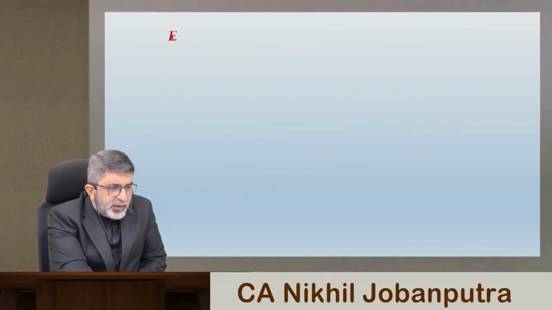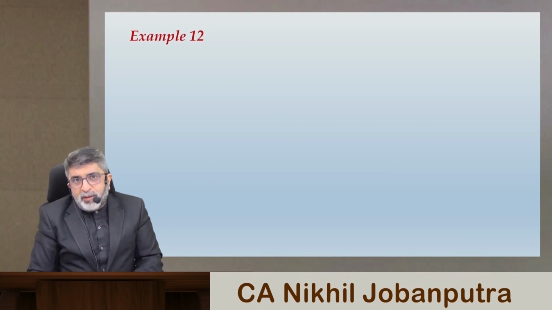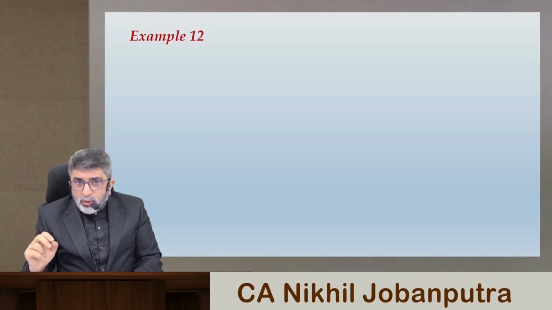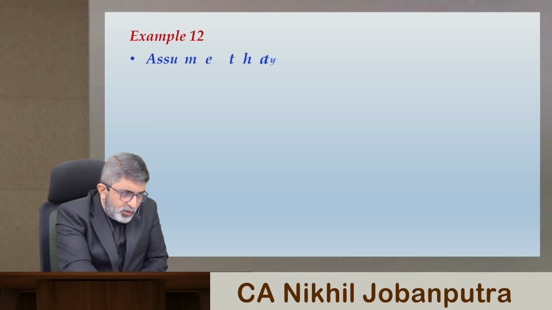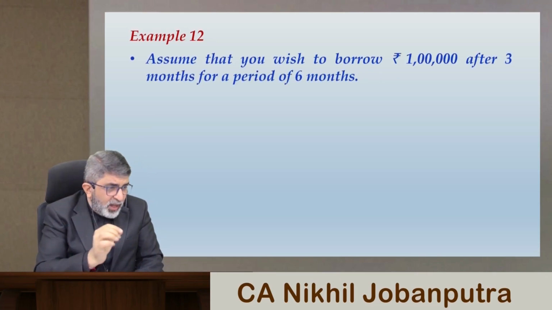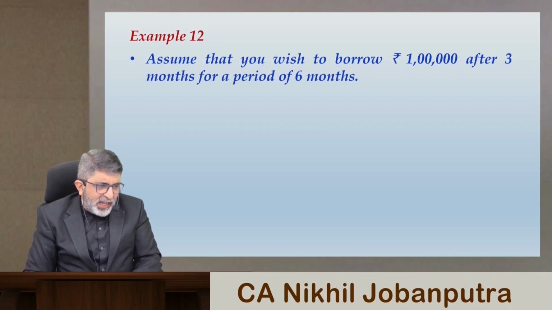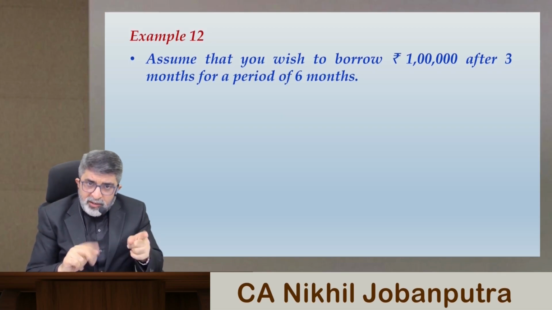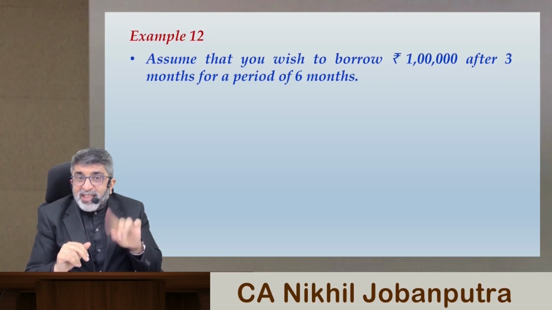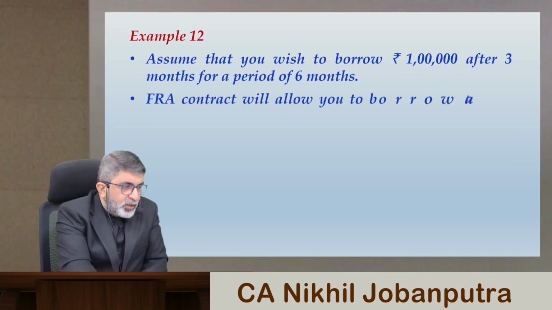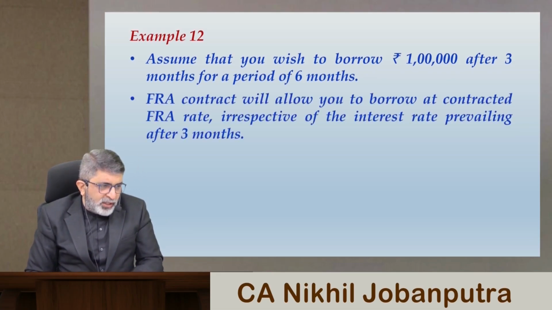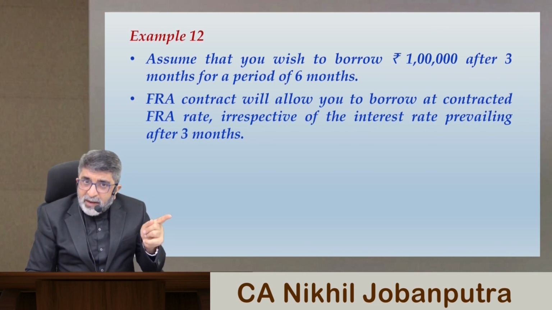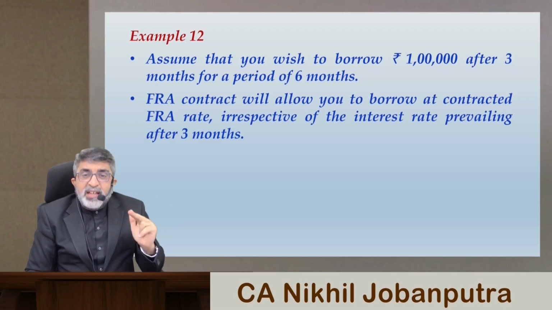And here we take the next follow-up example. Now this example has a lot of content and I would want you to write this in your notebook. It says, assume that you wish to borrow rupees 1 lakh after 3 months for a period of 6 months. So it is basically a 3/9 FRA. The FRA contract will allow you to borrow at the contracted FRA rate irrespective of the interest rate prevailing after 3 months. The interest rate that will prevail after 3 months will be the MRR, that is the market reference rate.